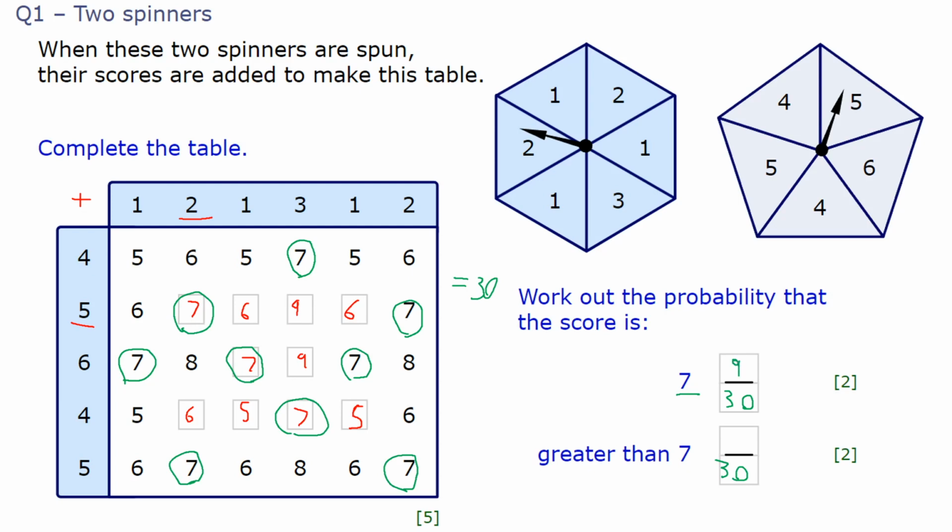What about if it's greater than 7? Well, if it's greater than 7, then the only numbers it can be are 9, 8, 9, 8, and 8. Because then it's greater than 7. How many numbers is that? 1, 2, 3, 4, 5 over 30. And those are our final answers.